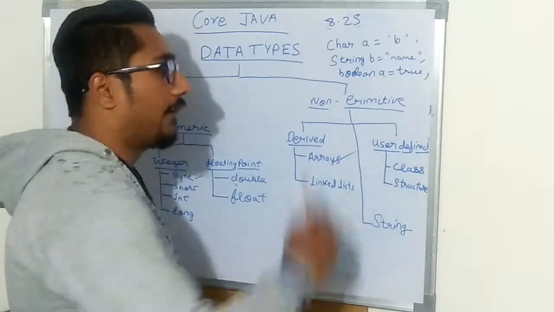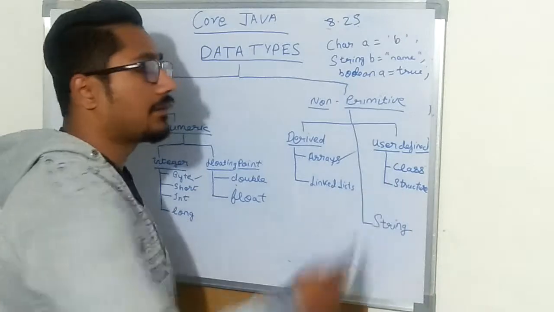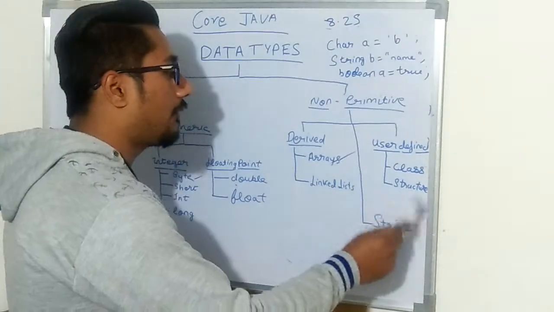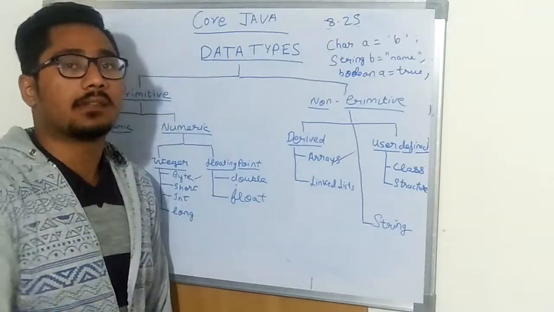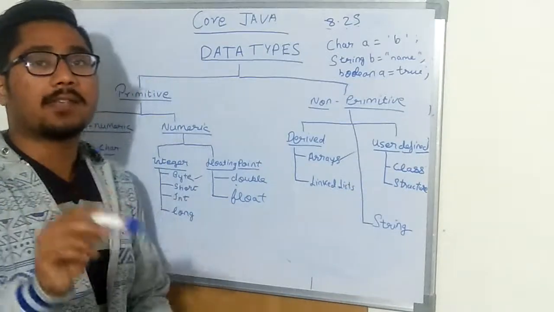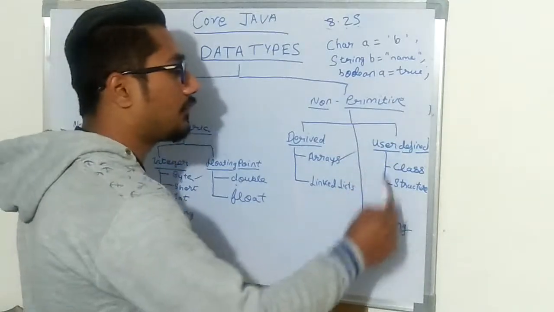Now coming on to the user-defined data type. As the name suggests, the user-defined data types consist of class and structure. If you have studied C, you might know how a structure works. You put the logic in that pair of braces. That is why it is known as a user-defined data type. The user defines all the logic of what that data type should do.